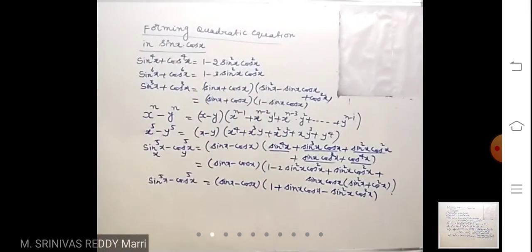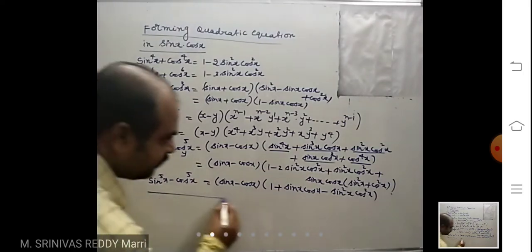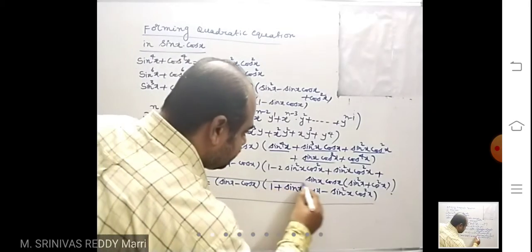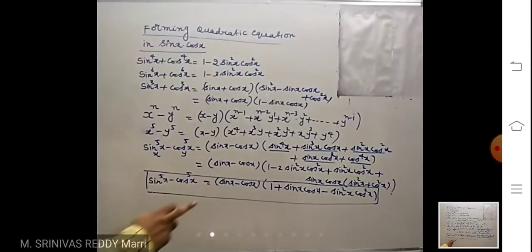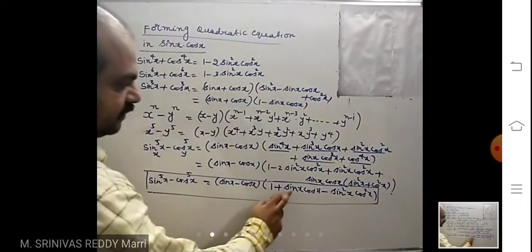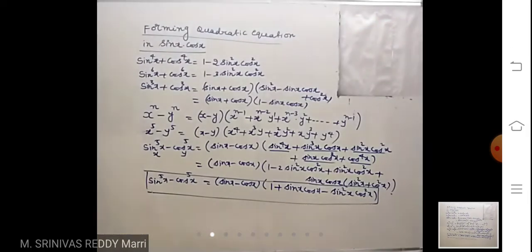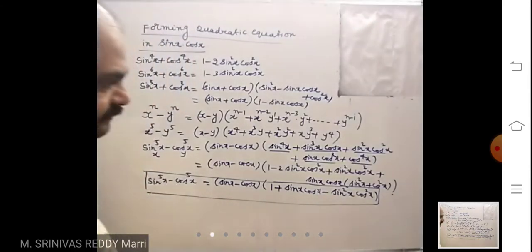Sin square x cos square x. This is the formula you have to use whenever sin power 5x minus cos power 5x comes. Use this rule: sin x minus cos x into 1 plus sin x cos x minus sin square x cos square x. This is the formula you will get, right?